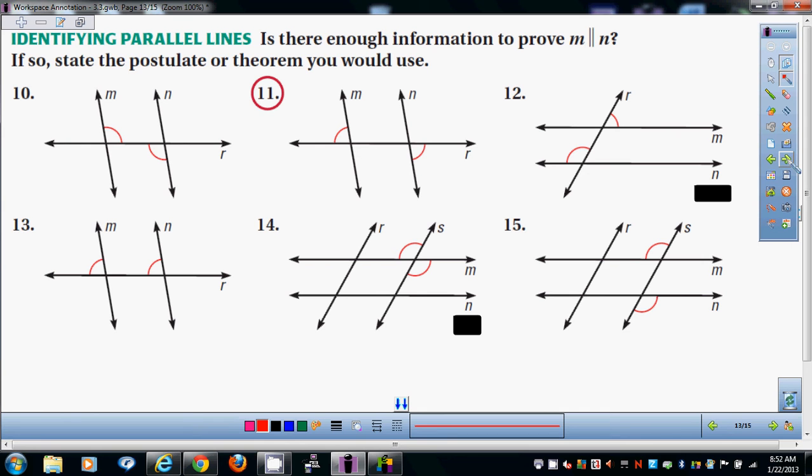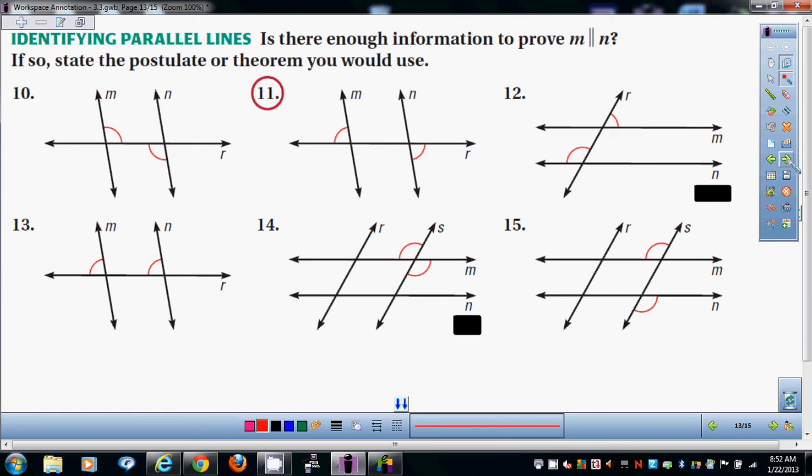Do your notes say that if alternate exterior angles are congruent, the lines are parallel? And which theorem is that? Yeah, if you want to give me the name, that's fine. I think that's what we said earlier, 3.5. So this is how you'd answer this. You'd say yes, comma, and you can either write alternate exterior angles converse or theorem 3.5. That's how you will answer that. Yes, by the alternate exterior angles converse, or 3.5, whichever one you decide.